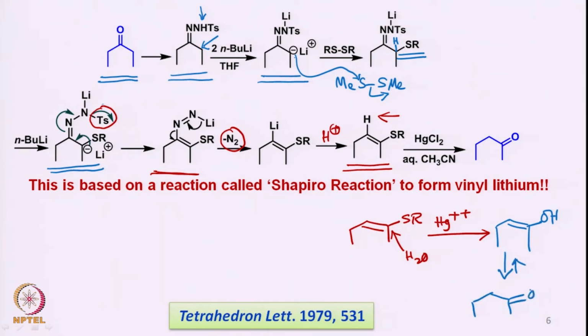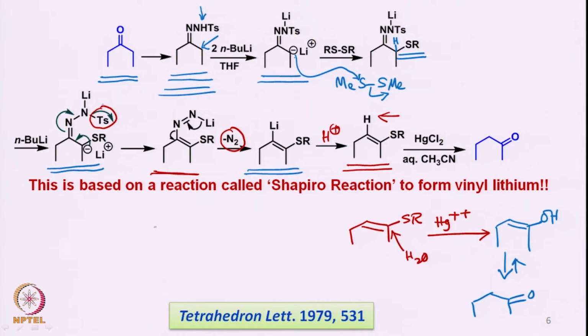So, you can start with one ketone, make the corresponding tosyl hydrazone here, then treat with butyl lithium to introduce sulfur essentially at the vinylic position. Once that has happened, you can hydrolyze it with the help of soft Hg++ in aqueous acetonitrile medium to hydrolyze the vinyl sulfide to the corresponding ketone. This is one of the earlier methods that is utilized, and of course it is based on a reaction called the Shapiro reaction, which forms vinyl lithium.